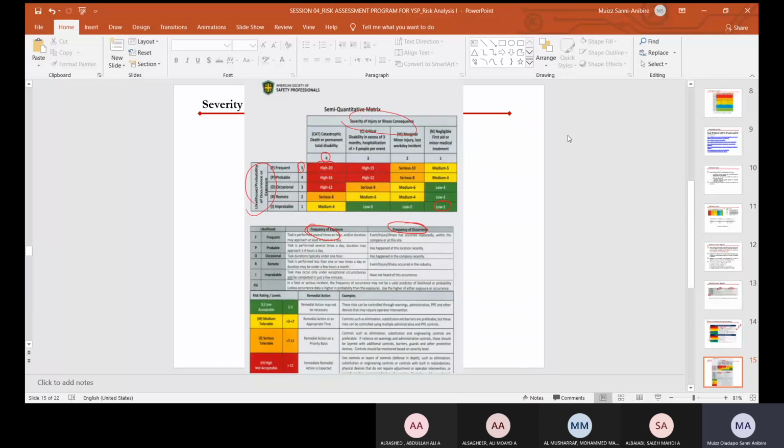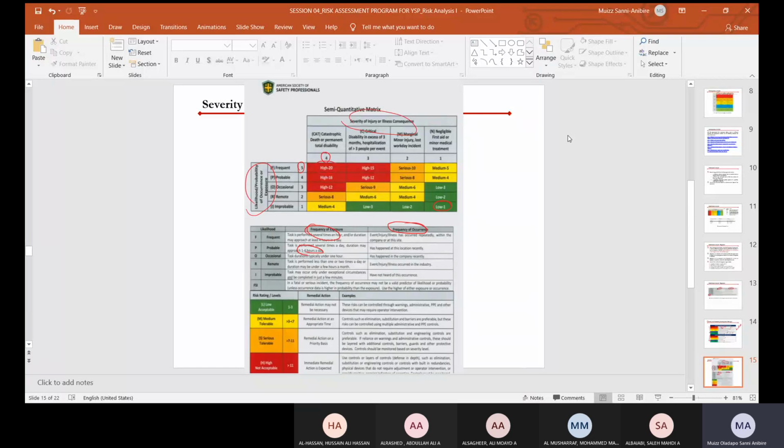For example, in terms of the frequency of occurrence, here it says task is performed several times a day. So it gives you a timeline. Duration may approach 1 to 4 hours a day. So this gives some level of objectivity in determining what is probable, what is occasional, and what is remote.